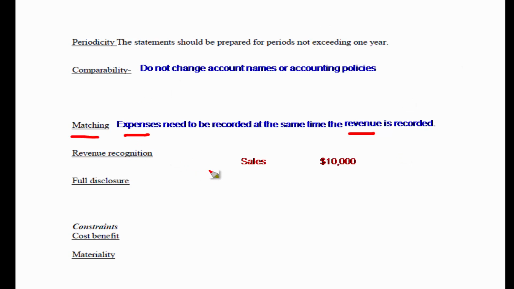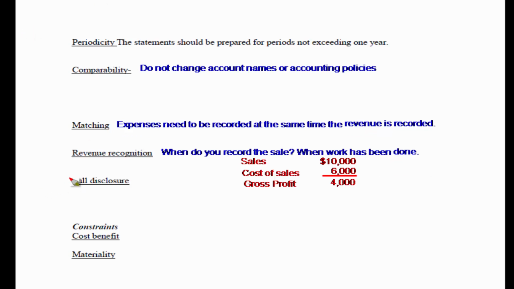You can't have an income statement that just says sales of $10,000. You have to include the cost of sales too on the income statement for a total gross profit of $4,000. It does not work to have the sales recorded in the first year, the cost of sales in the second. Both need to be put on exactly the same income statement.